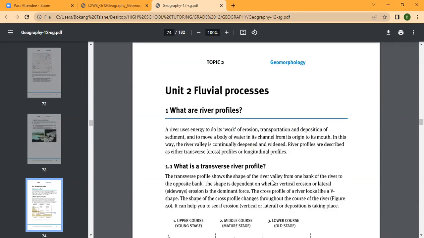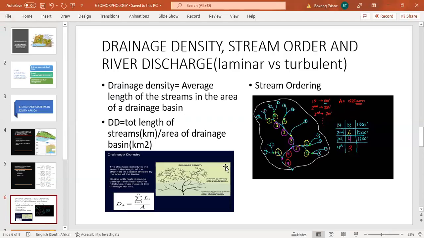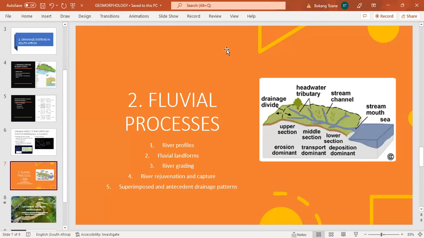And then that's it for the first part of this topic. The second part is the fluvial processes, which is where we're going to spend most of our time. With fluvial processes, we're going to do 5 subtopics. We're going to do the river profile. We're going to do the fluvial landforms. We're going to do the river grading. We're going to do river rejuvenation and capture, and then we're going to do superimposed and antecedent drainage.